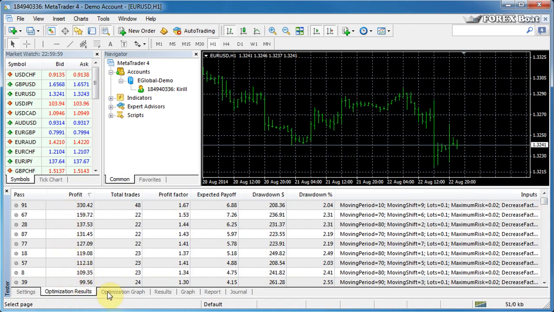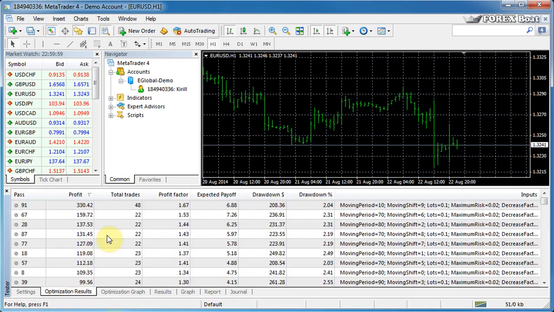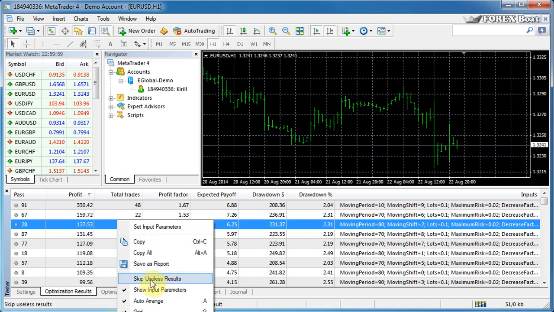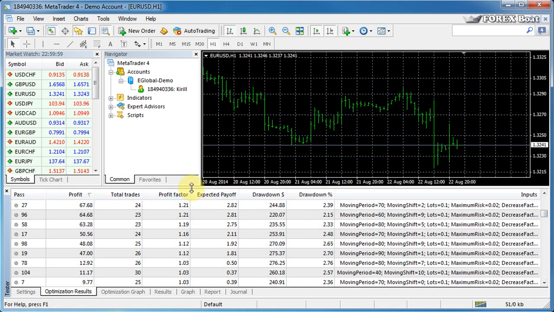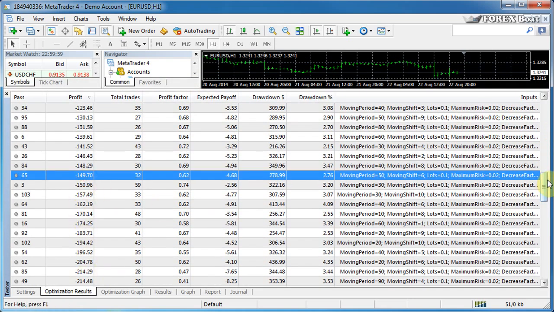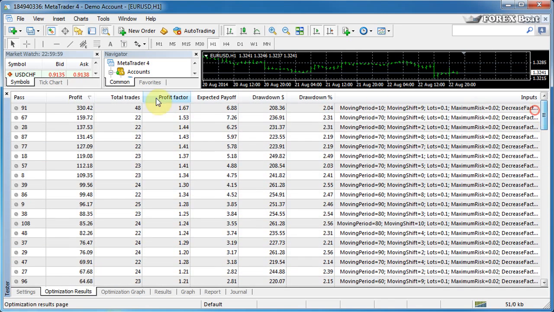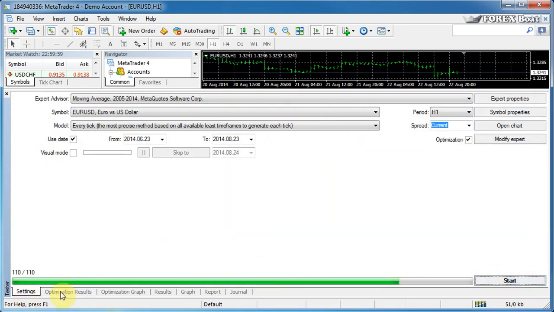Now, I would like to mention that if you see fewer results here, you have to right click and make sure that this checkbox, skip useless results, is off, because if it's on, then MetaTrader 4 won't be showing you results that did not make a profit. So I'll just expand this quickly so we can see more. There are results here that were negative, and if that checkbox is on, then you won't see them. It is on by default, so you have to switch it off and then rerun the test again.